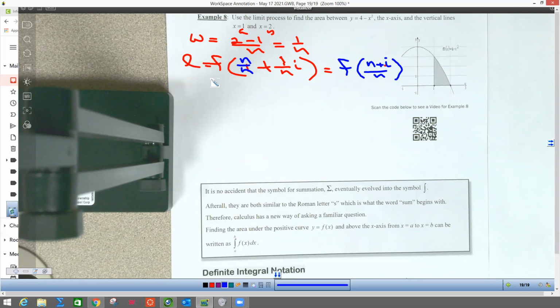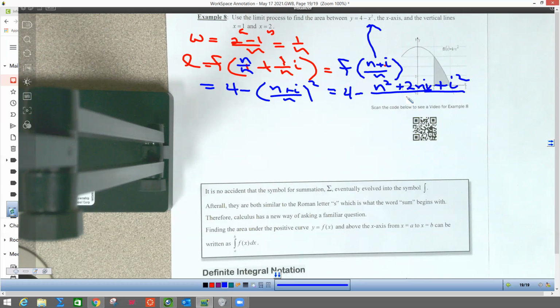And now I'm going to do my length value by plugging this thing in for this x right there. So my length is going to be 4 minus (n plus i) all over n to the 2nd power. So I'm going to simplify all of this before I stick it into the whole formula. So this is going to be 4 minus, square the first term, take the first term times the 2nd term times 2, and square the last term. And then square the denominator.